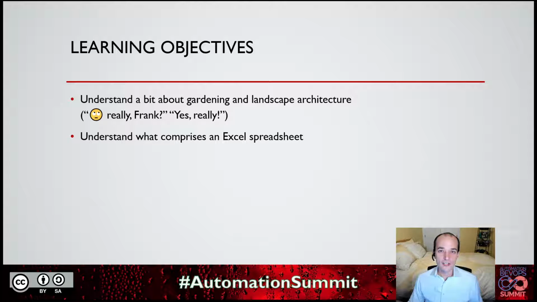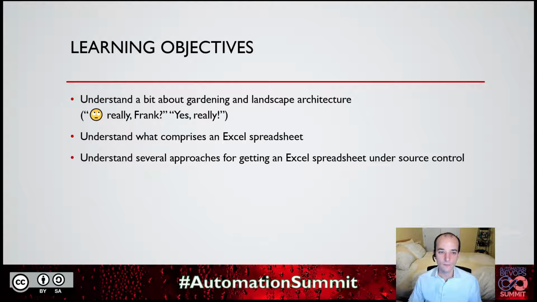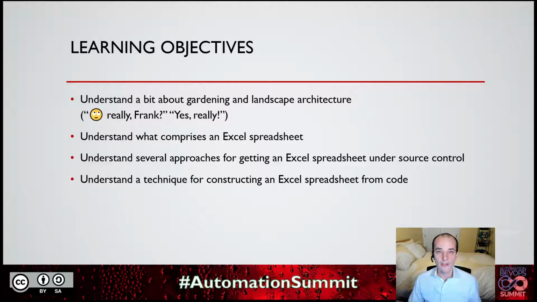I want you to understand what an Excel spreadsheet is made of, and I don't mean the tables and charts and data. I mean the actual Excel file itself. How is it constructed? What is it made of? So you should walk away understanding that. We're going to cover in sort of a survey fashion a bunch of different techniques for getting an Excel spreadsheet under source control. So you should walk away with an appreciation of all of those. And finally, I want you to walk away understanding a technique for constructing an Excel spreadsheet using code.